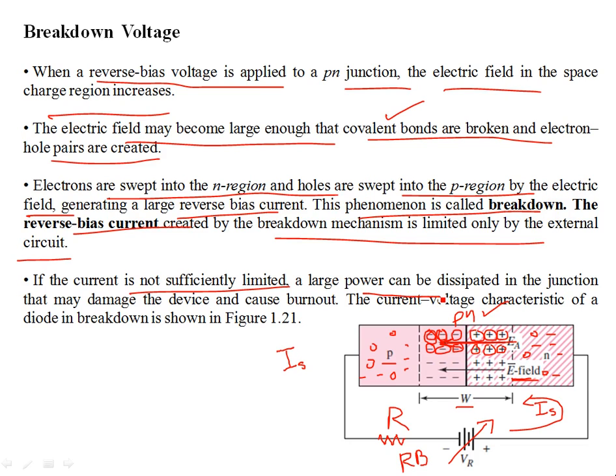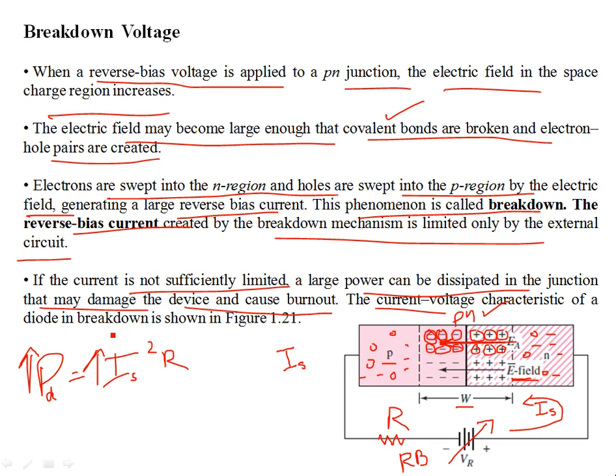So a large power can be dissipated in the junction, and this damage would be due to the excessive IS square R current. That is the power which is going to be dissipated in the reverse biased PN junction. Okay, and if this current is going to increase further, the power dissipated in the device is going to increase, and this is going to create a heating effect, resulting in the device burnout or permanent damage to the PN diode.